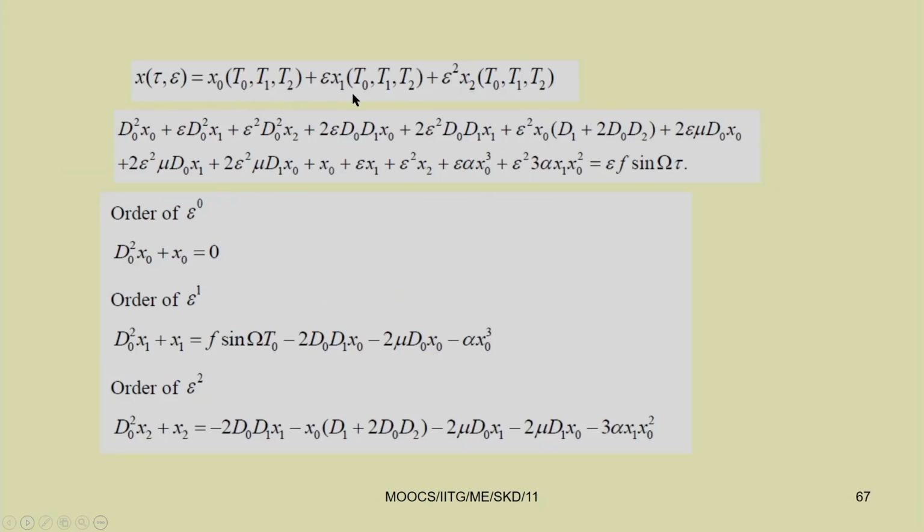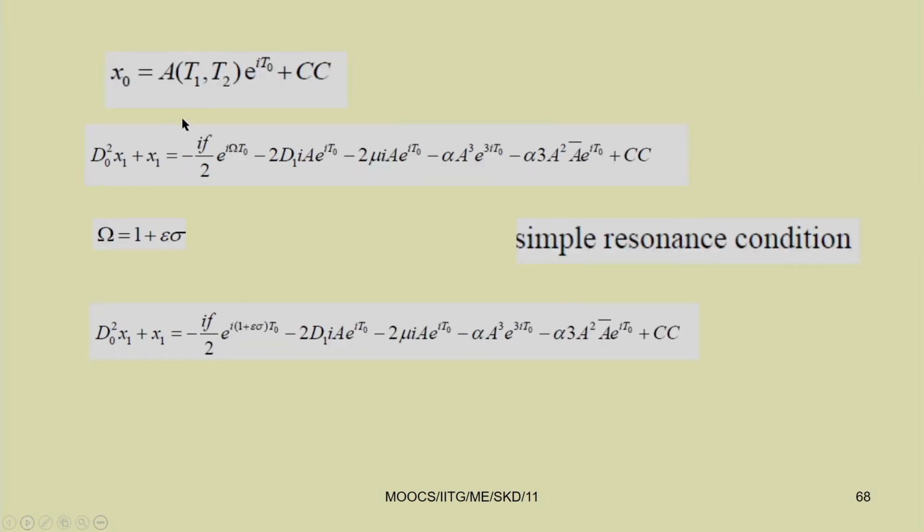Like the previous cases, here you can use the same method of multiple scales to write x equal to x 0 plus epsilon x 1 plus epsilon square x 2. In the previous example we took only 2 terms, here 3 terms have been taken. Then, substituting in this equation and separating the orders of epsilon 0, epsilon 1 and epsilon 2, we can get this expression. The solution of d 0 square x 0 plus x 0 you can write in a similar way, equal to a e to the power i t 0 plus its complex conjugate. Then d 0 square x 1 plus x 1 can be retained in this form, taking omega equal to 1 plus epsilon sigma, like the previous case where we studied the simple resonance condition.